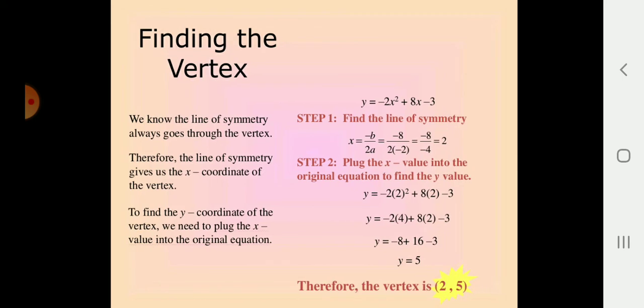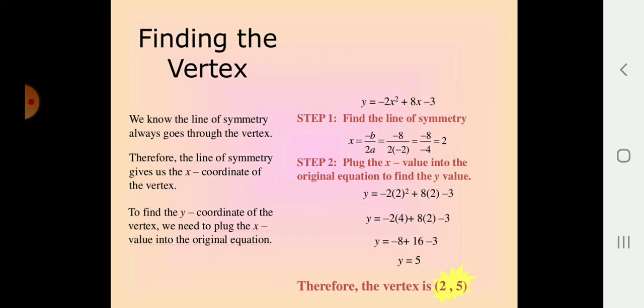So find the vertex. How to find the vertex? We all know the line of symmetry always goes through the vertex. Therefore, the line of symmetry is given as the x-coordinate of the vertex. To find the y-coordinate of the vertex, we need to plug the x value into the original equation, y equals negative 2x squared plus 8x minus 3. So this is how to find the vertex. Step 1, find the line of symmetry.